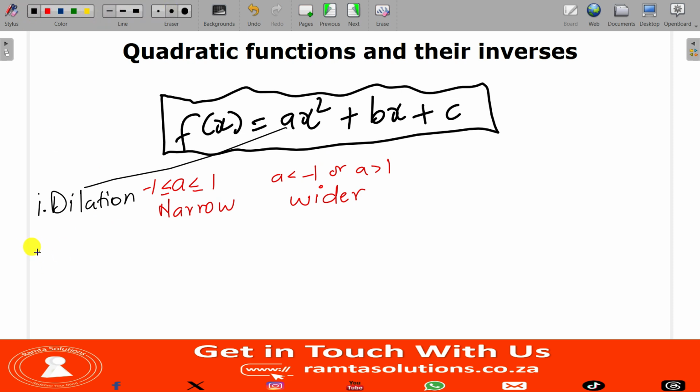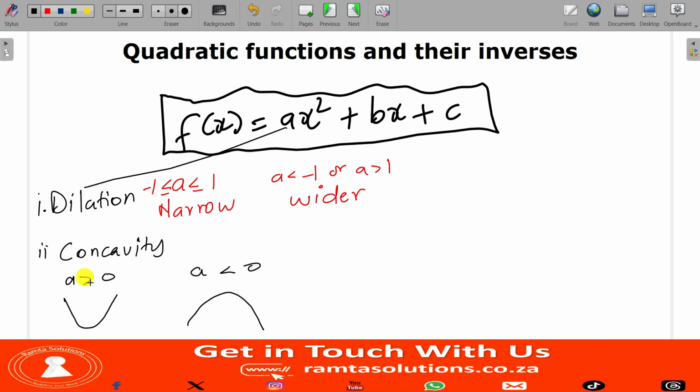This a also represents what I'm going to call concavity. This is where we're talking maxima and minima. When a is positive, your graph is smiling. We say it's concave up, otherwise it's minima. And when a is negative, your graph is frowning. This is concave down, what we call maxima.